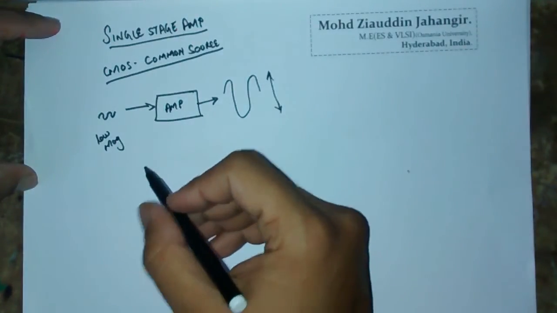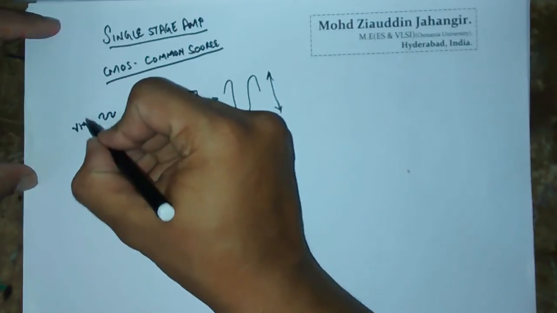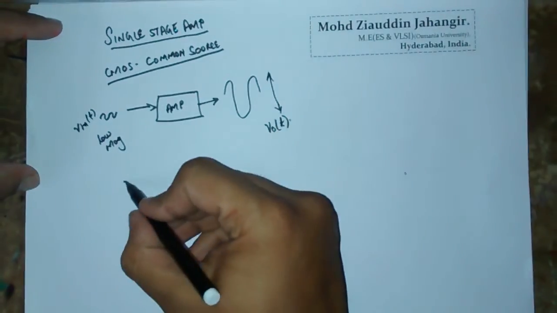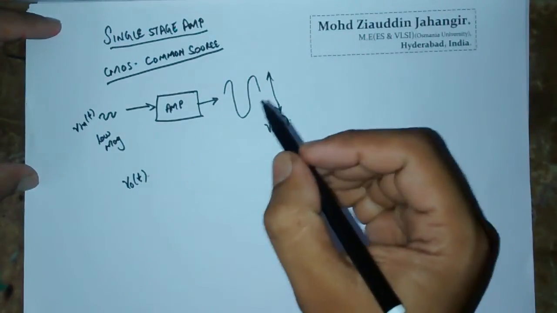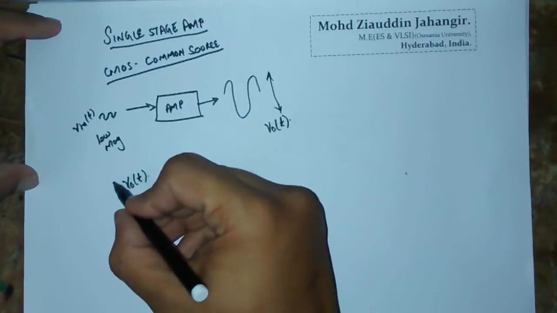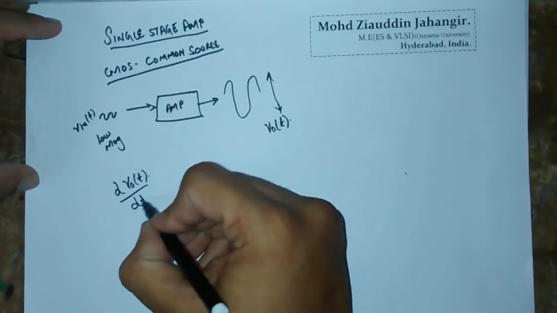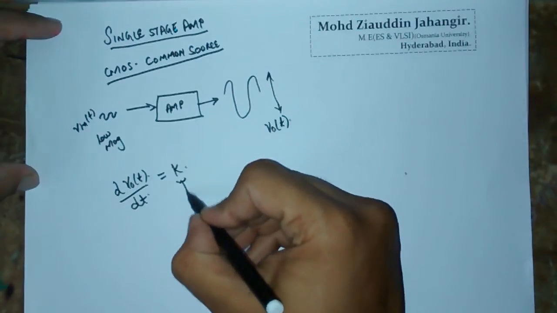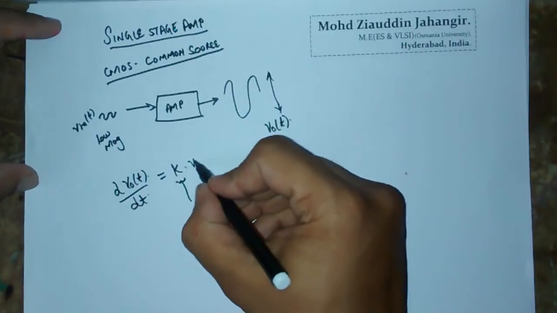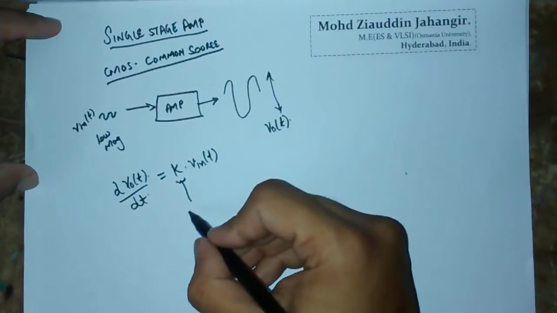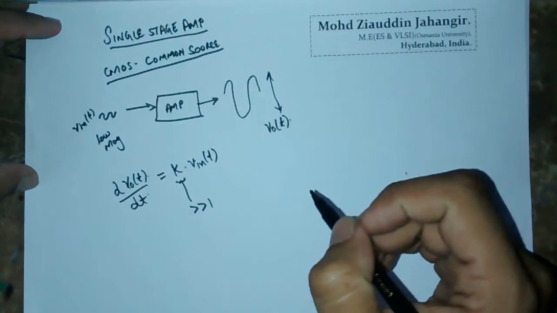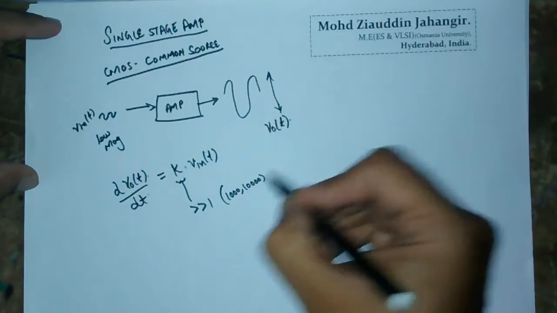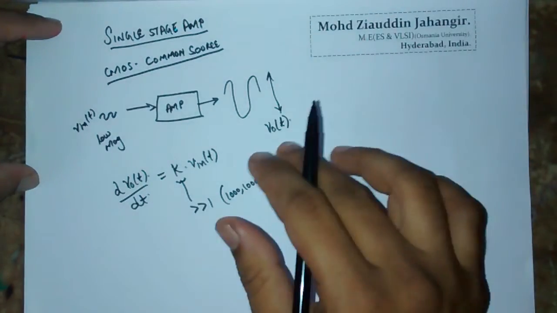So mathematically we can write it as follows. If we call the input Vin of t and the output V naught of t, then the change in output voltage is going to be some constant k times Vin of t, where this k value is very much greater than 1, approximately of the order of 1000 or 10,000 and so on. So this is what amplification is.